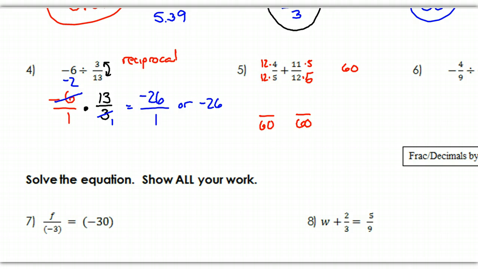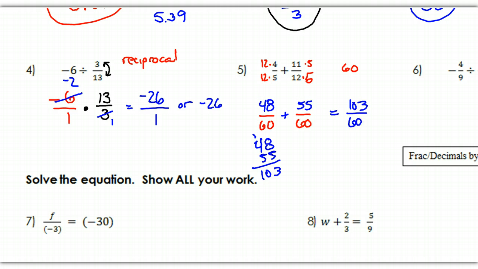So on the left fraction, 12 times 4 on top is 48. On the right fraction, 11 times 5 is 55. Now we have to add those together. We have a common denominator. We can add them together now. When we do this math here, we get 13, carry the 1. Looks like 103. 103 over 60.